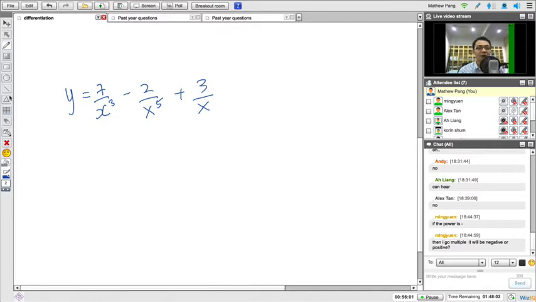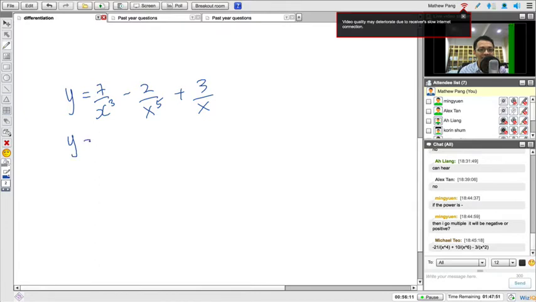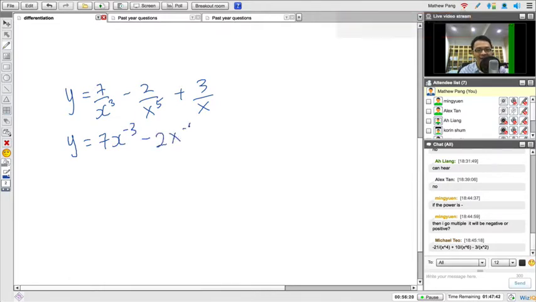So, alright, over here, first thing before I start to differentiate, I will always change this one to indices form first. Okay, what I call indices form is something like this. I will get y equals to 7x power of negative 3 minus 2x power of negative 5 plus 3x power of negative 1. Alright, yeah, I think Michael Theo got his answer already.